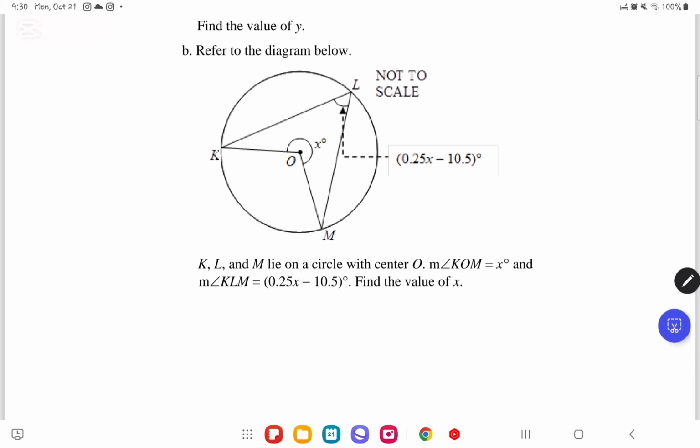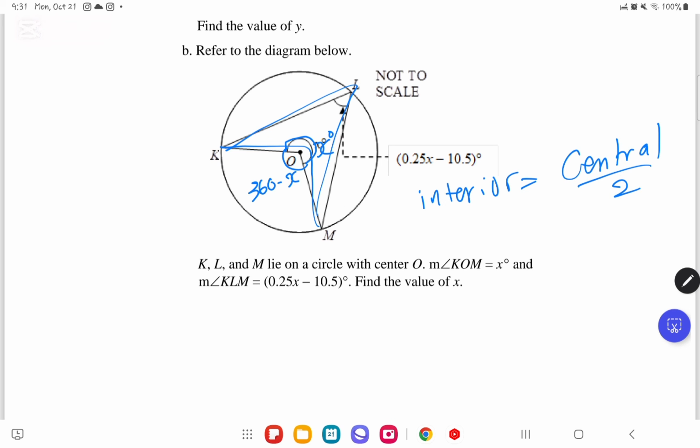So let's do part B. Refer to the diagram below. We need to find the value of X. This is a very, very simple question. We know that the measure of angle KOM is X degrees, as they drew it for us. So over here is 360 minus X, because it makes a circle. Now we have a central angle and an interior angle. The relation between interior and central is that interior is equal to central divided by 2.